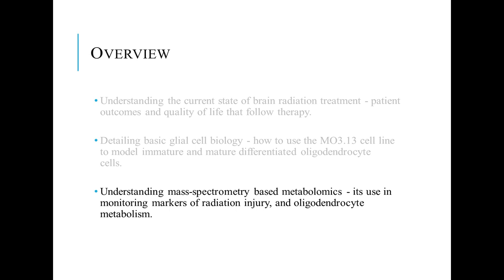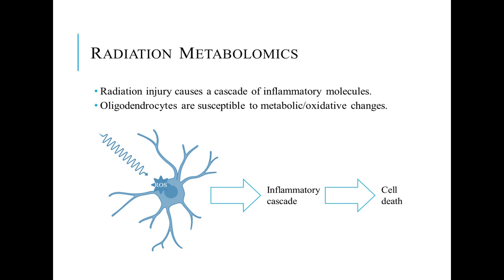On a cellular level, radiation causes this oxidative damage that starts an inflammatory cascade in cells, and that leads to cell death, which then causes the demyelination or white matter loss, and potential long-term cognitive impairment. And again, oligodendrocytes are very susceptible to metabolic or oxidative changes, and this includes radiation. That seems to be why they are the most sensitive of the glial cells in the brain.